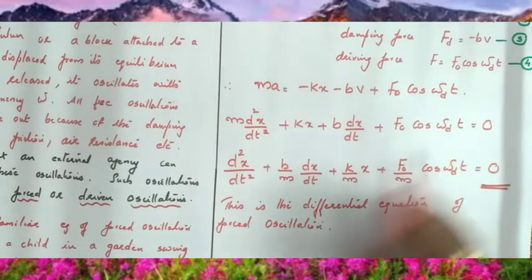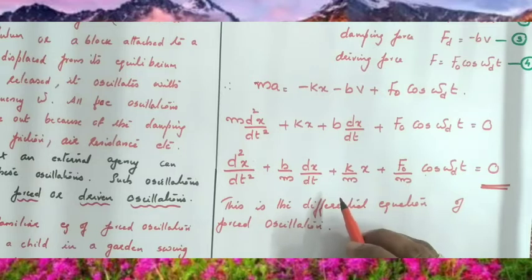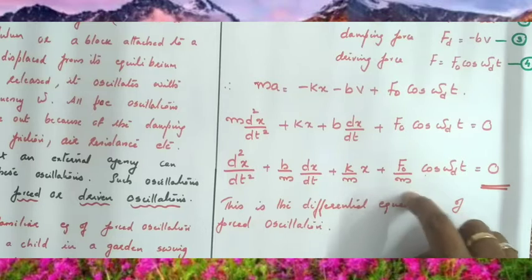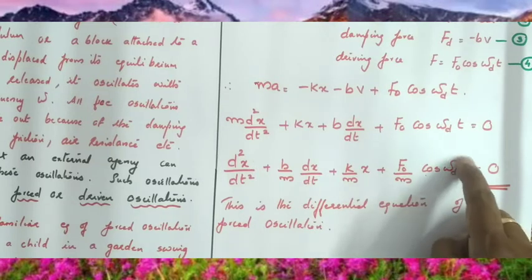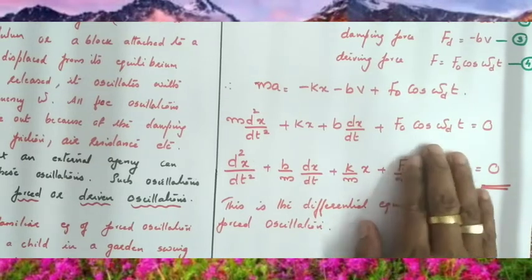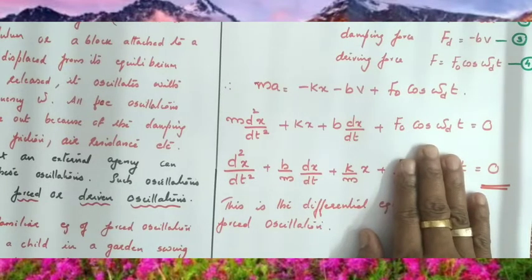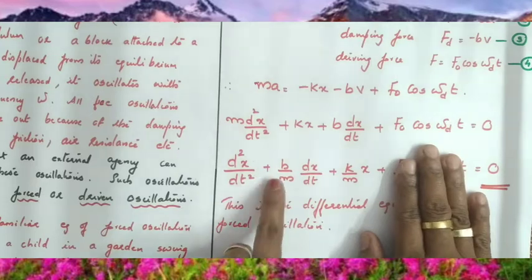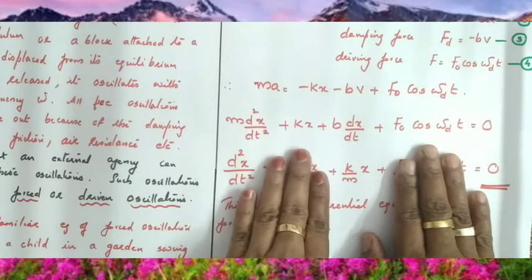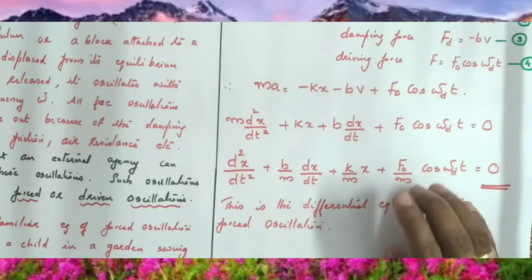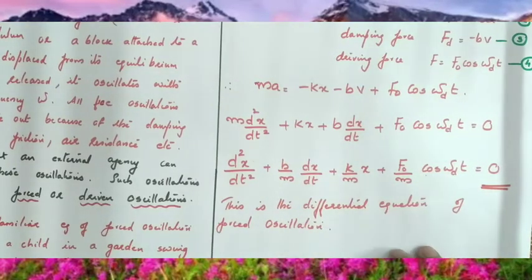Now from this equation we can write the differential equation for a damped simple harmonic motion. In damped simple harmonic motion, there is no term like this. So there is no driving force, so this term will be absent in the case of damped simple harmonic motion. In the case of pure simple harmonic motion, the damping force is also absent. So d square x by dt square plus k by m into x is equal to 0. That is the differential equation of a pure simple harmonic motion.